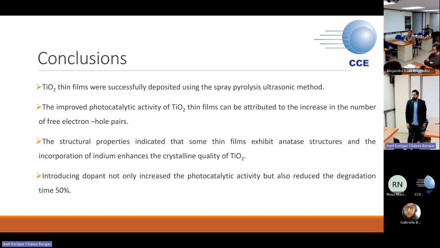So finally, I conclude that by incorporating the indium, the photocatalytic activity increased and the degradation time was reduced by half, or 50%. And the tin oxide films have been successfully deposited. The reason for the decrease in time and the increase in photocatalytic activity, we believe, is the presence of more electron-hole pairs due to the doping. That's all my comment. Thank you.